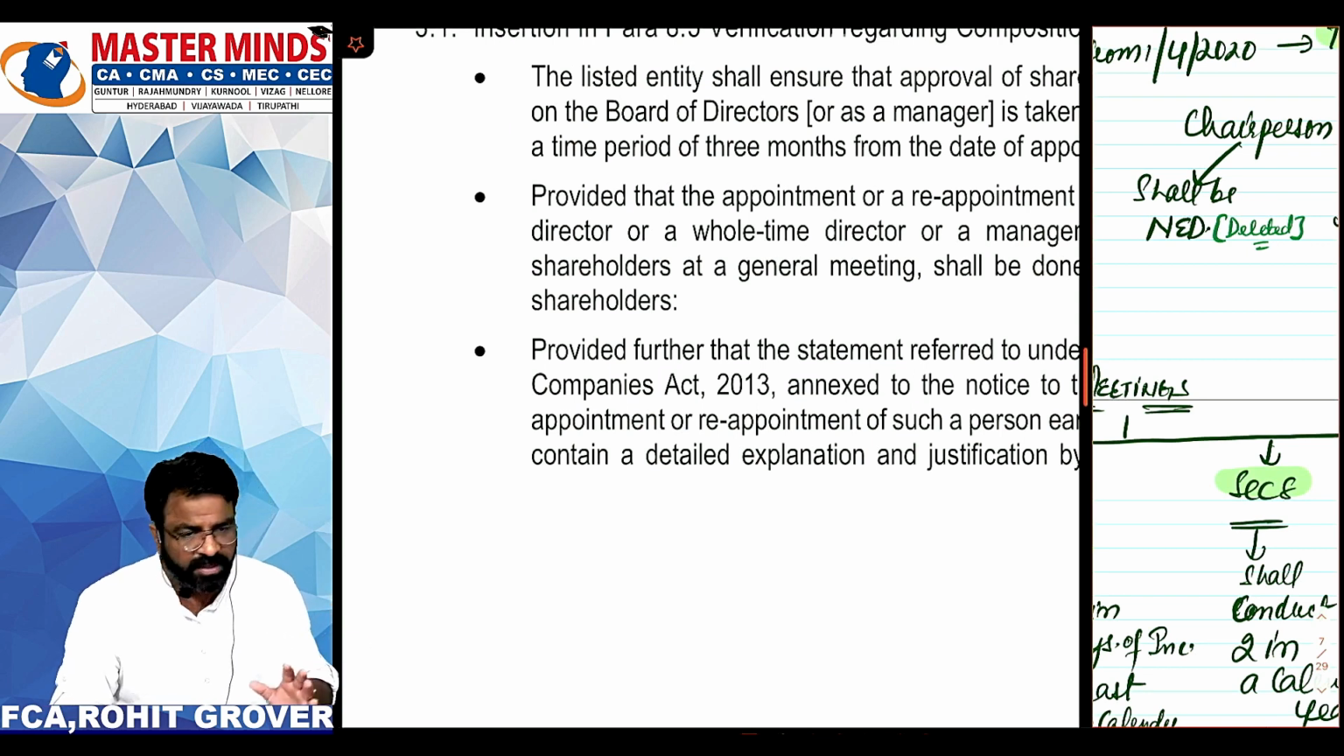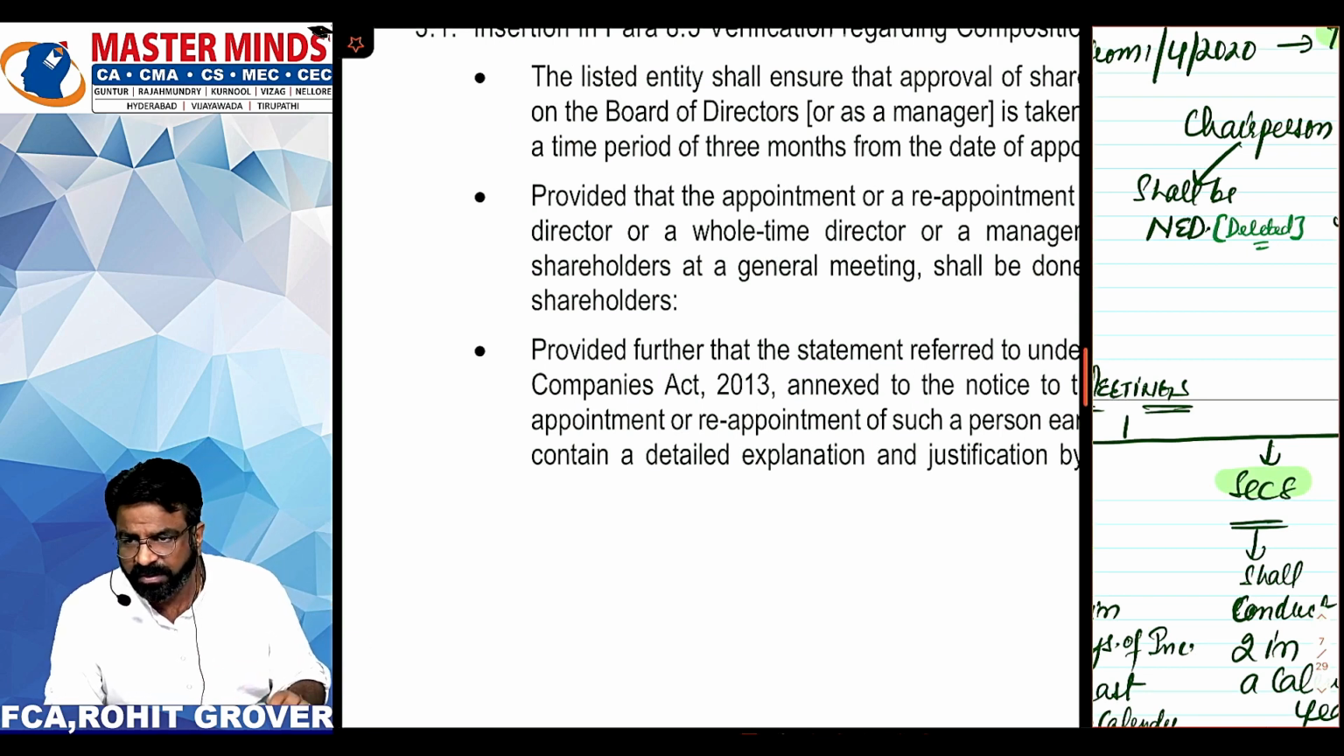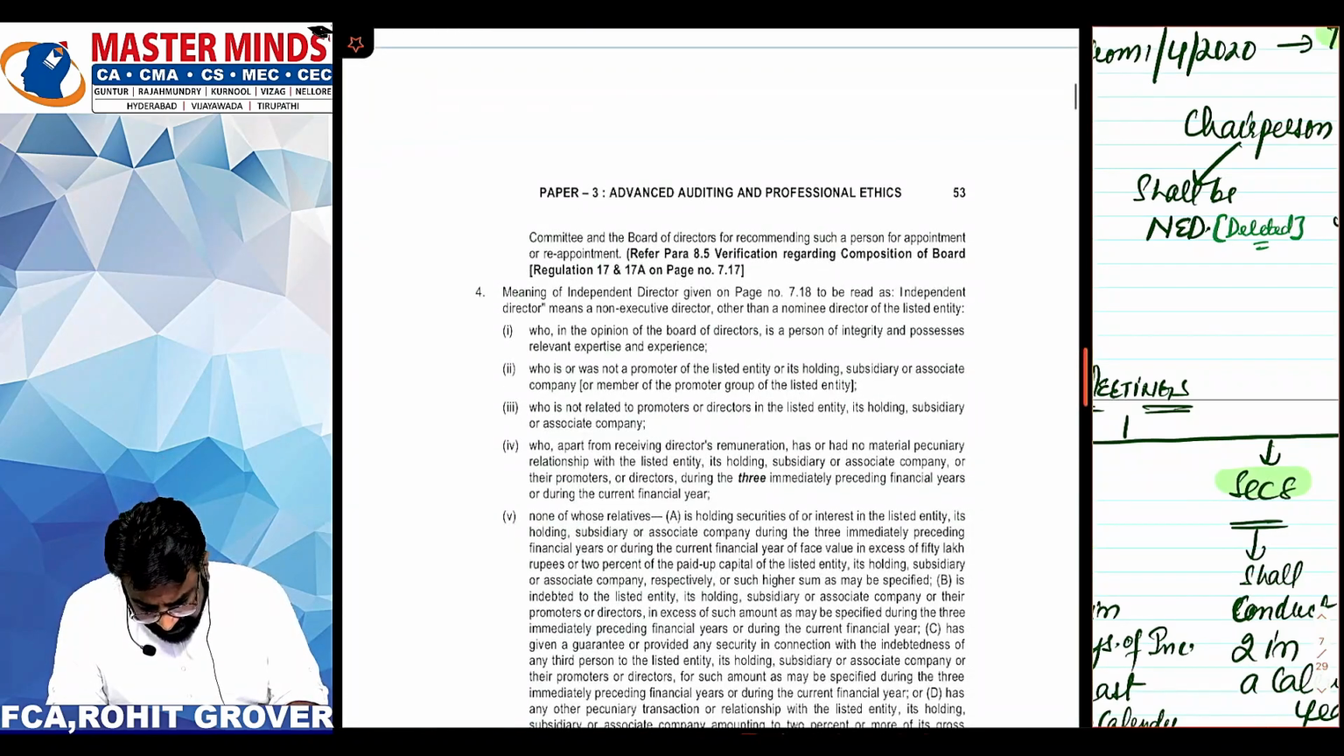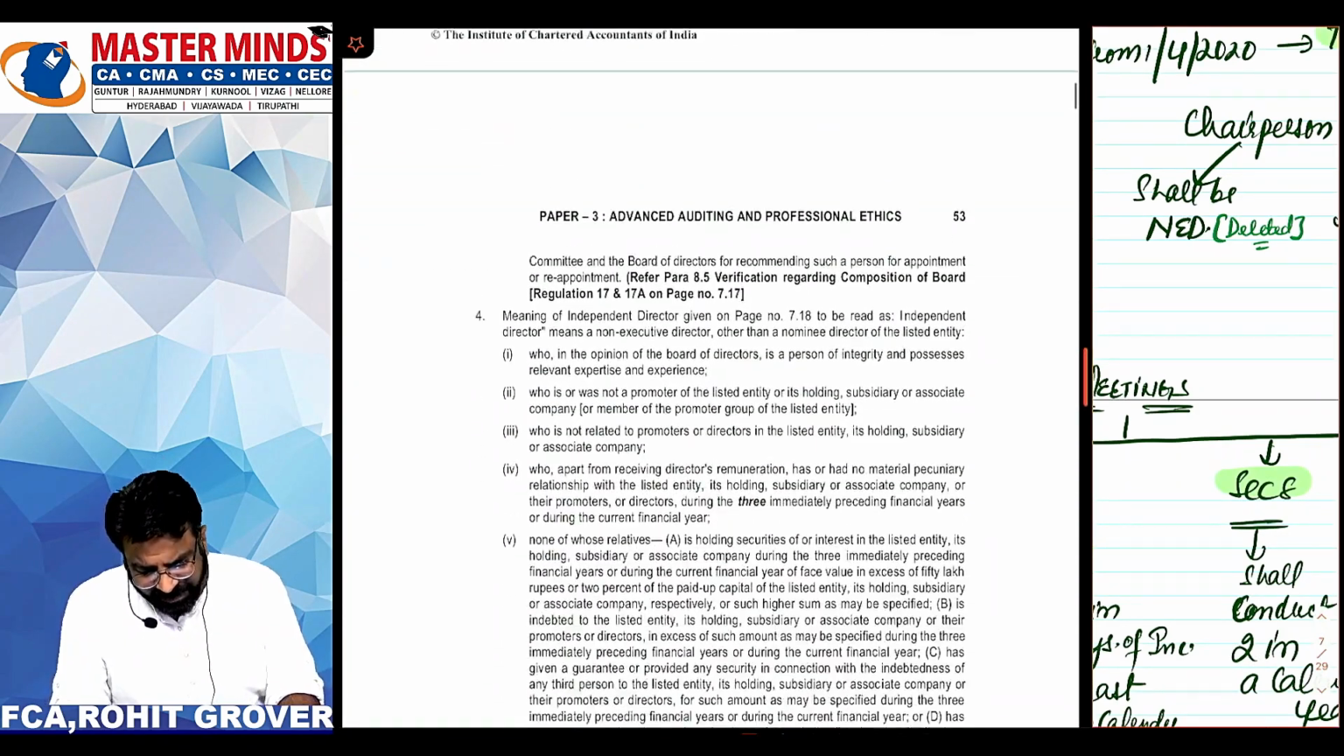So these are the 3 points which have to be added in what? Board of directors. Clear, everyone? So these are the 3 new amendments that came in the board of directors. Next one is independent director.